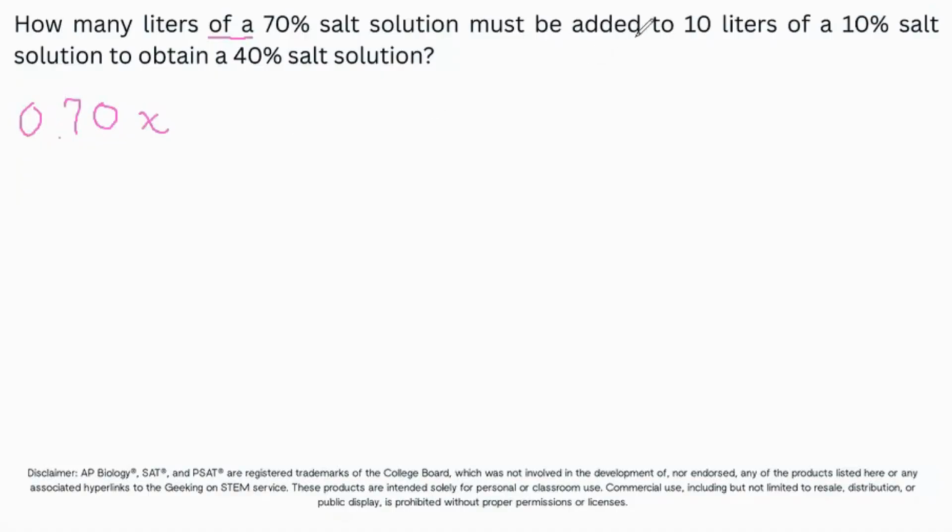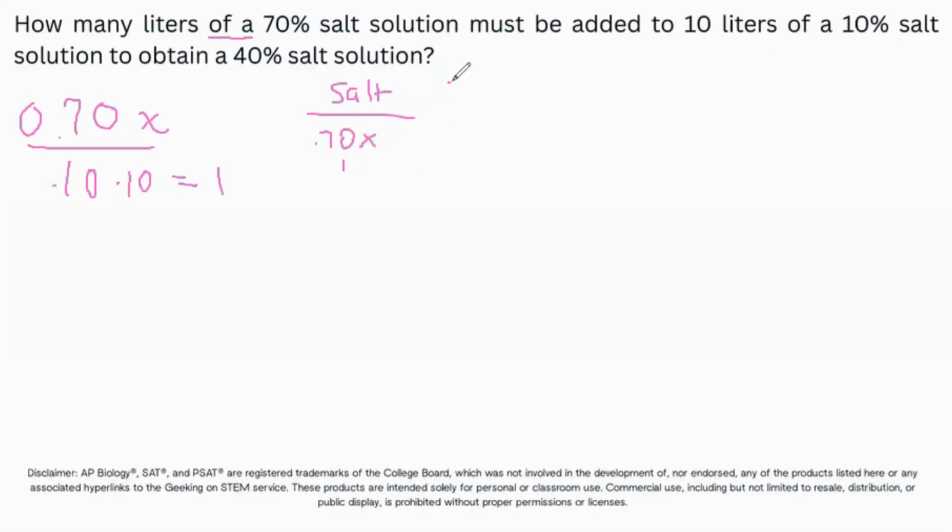They also let you know that 10 liters have to be added of a 10% salt solution. So if we were to combine those together, we're again saying 10% is 0.10, because two decimal places to the left, times our 10. That gives us 1. So if I were to make a table of the total salt concentrations that I have right now, I have 0.70x and I have just the value of 1.